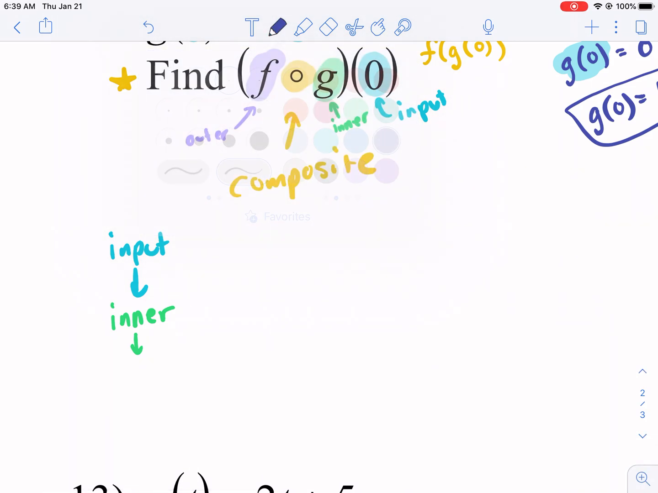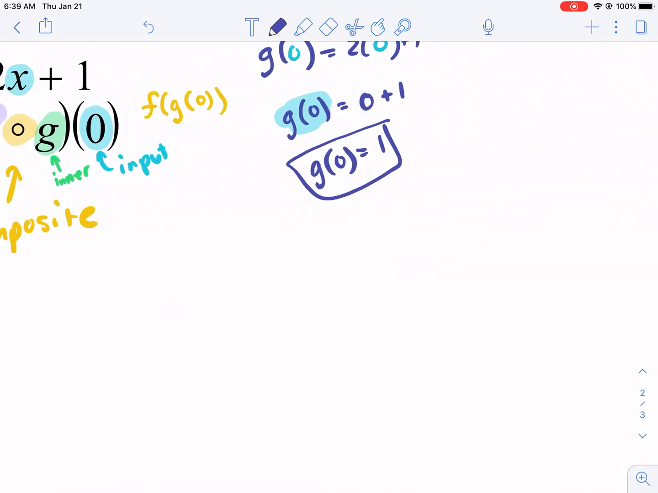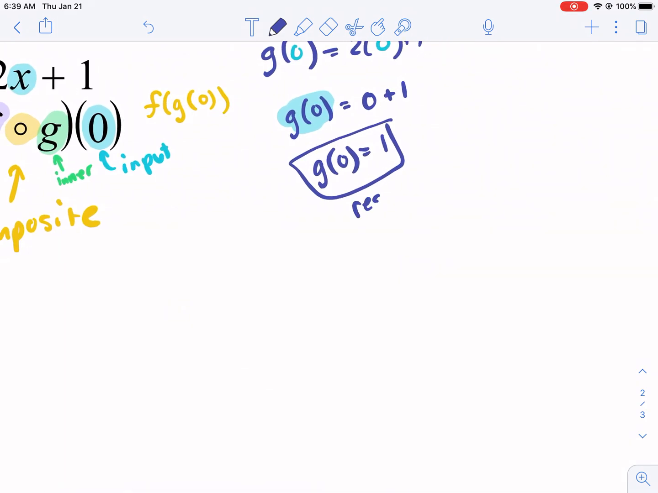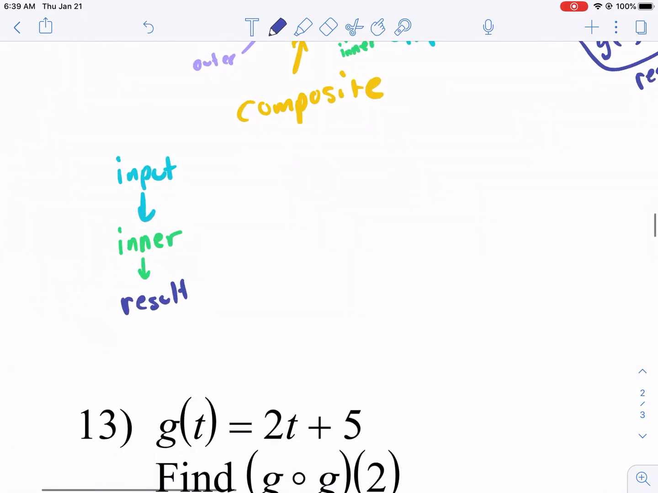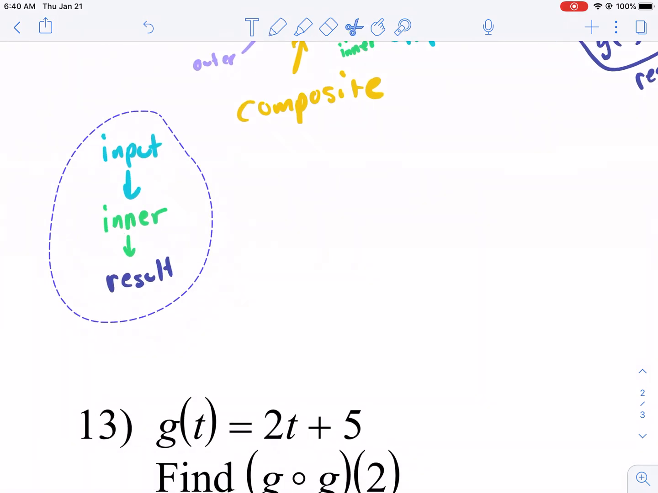And yeah, let's put that in dark blue. So we get a result from that. In this case, we got 1. 1 was our result. Now, what do we do with this? Well, let me move this up.